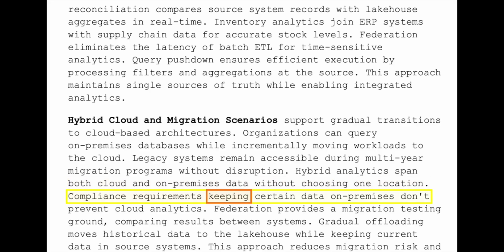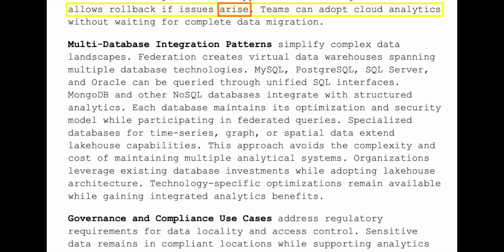Compliance requirements keeping certain data on premises don't prevent cloud analytics. Federation provides a migration testing ground, comparing results between systems. Gradual offloading moves historical data to the lakehouse, while keeping current data in source systems. This approach reduces migration risk and allows rollback if issues arise. Teams can adopt cloud analytics without waiting for complete data migration.